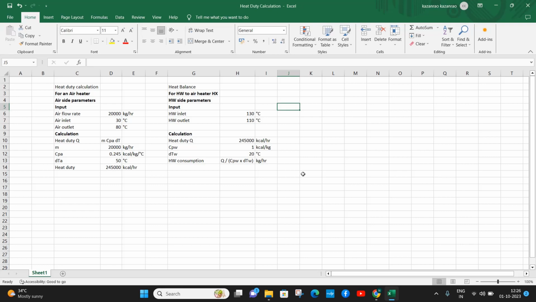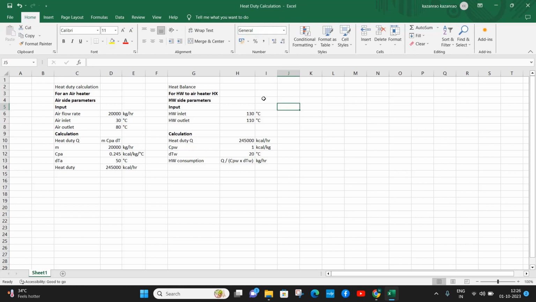Hi everyone. In our previous tutorial on heat balance, we saw a typical example of a steam to air heat exchanger. Now we are going to do the same thing with hot water. And the difference between the calculation in hot water and when compared to steam is in the steam calculation we have considered the latent heat of steam.